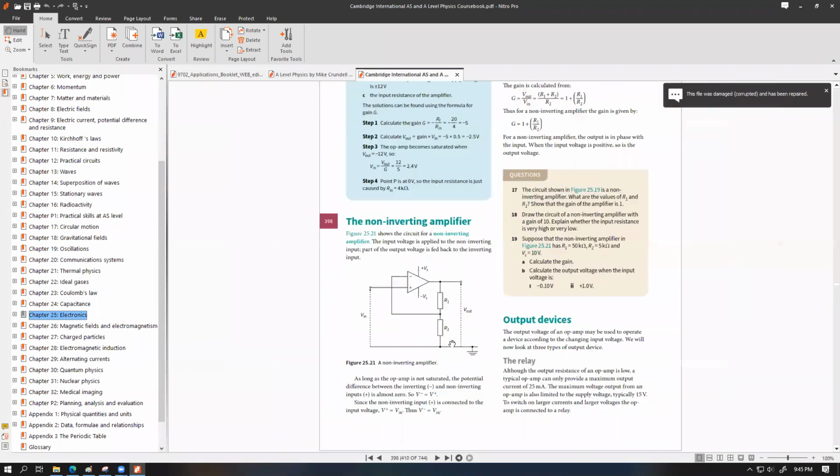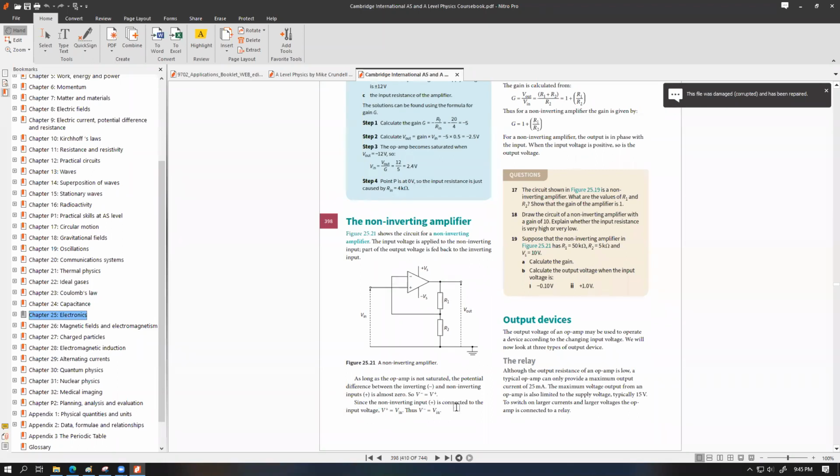So if you have a look at this circuit, in this case also, as long as the op amp is not saturated, the potential difference between the inverting and the non-inverting input is almost zero. So in this case, they are considering V minus and V plus to be nearly equal, because these two are supposed to be nearly equal to each other, so that the output is not saturated. So this is the approximation, because they are practically not supposed to be equal, because if they are equal, then input is zero, but it's not actually equal.